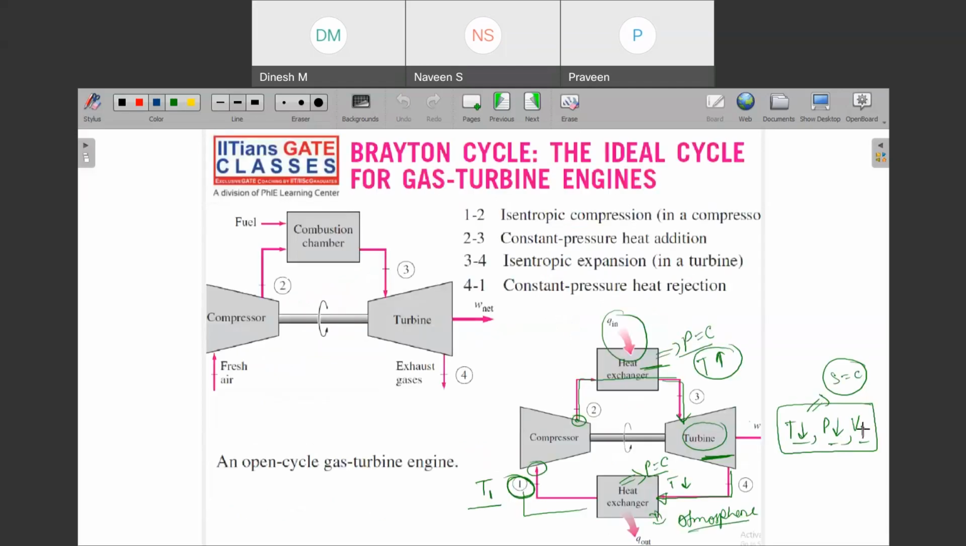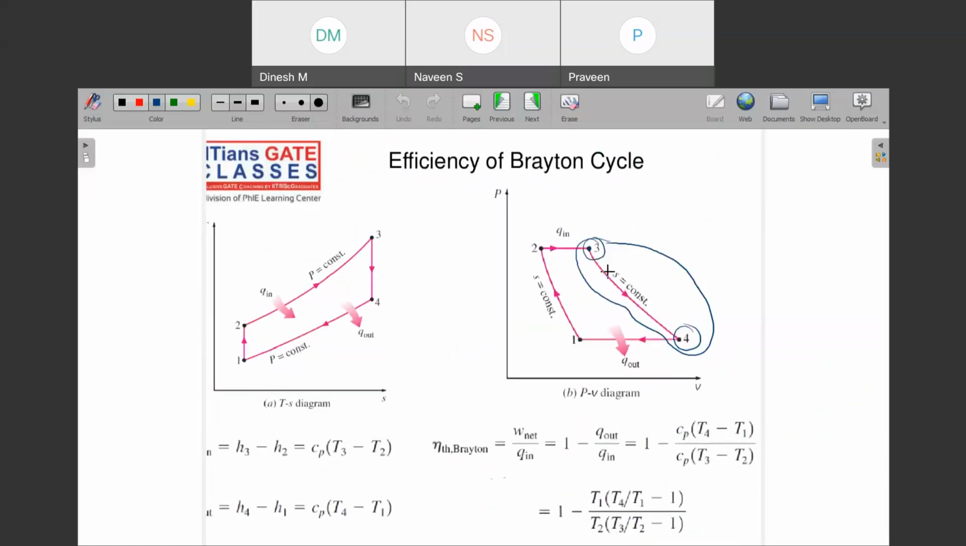In the expansion part I have told you that volume will increase. So volume will increase from V3 to V4 and entropy has remained constant. Then from 4 to 1, your temperature decreased, and moreover it happened at constant pressure. Pressure is constant, and volume has also decreased.